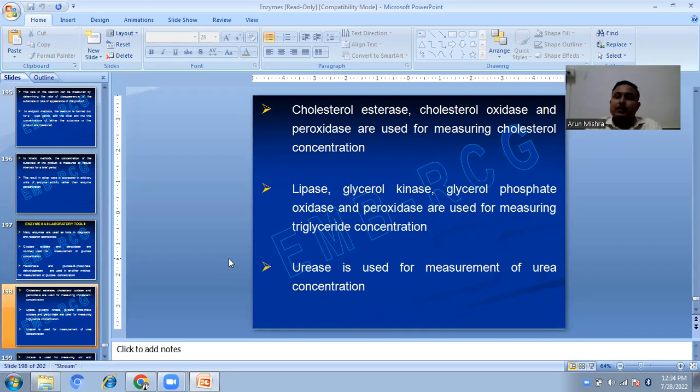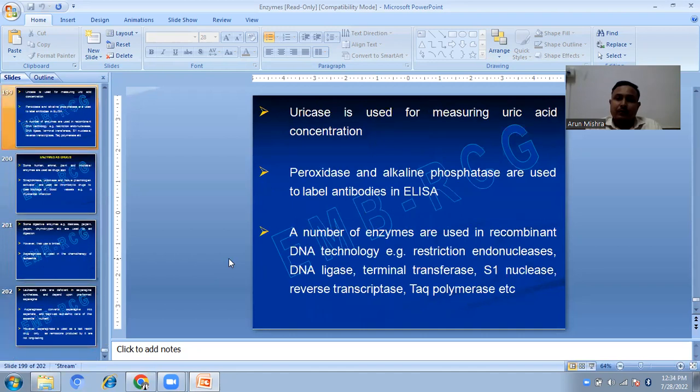Urease is used to measure urea concentration. Uricase is used for measuring uric acid concentration. Peroxidases and alkaline phosphatases are used to label antibodies in ELISA. A number of enzymes are used in recombinant DNA technology, like restriction endonucleases, DNA ligases, terminal transferases, S1 nucleases, reverse transcriptase, and Taq polymerase.